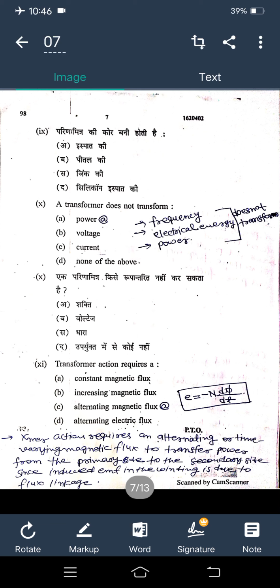For question 11, transformer action requires A. Here alternating magnetic flux is the right answer. Transformer action requires alternating magnetic flux. Question number 11, right answer option C.